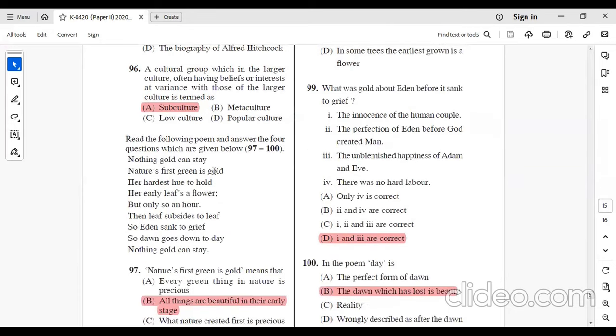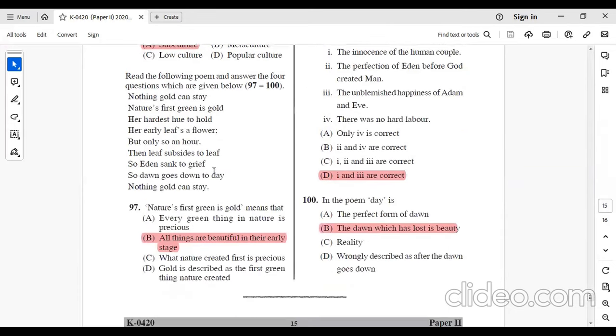Five questions will be asked here based on unseen poetry, and the poem is like this: Nothing gold can stay. Nature's first green is gold, her hardest hue to hold. Her early leaf's a flower, but only so an hour. Then leaf subsides to leaf, so Eden sank to grief, so dawn goes down to day. Nothing gold can stay. So question number 97, five questions based on this piece of poetry.